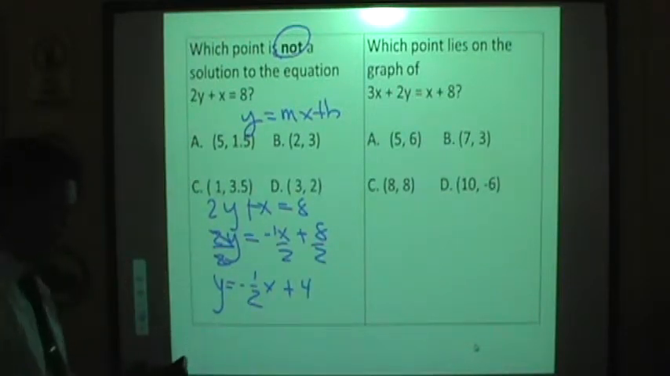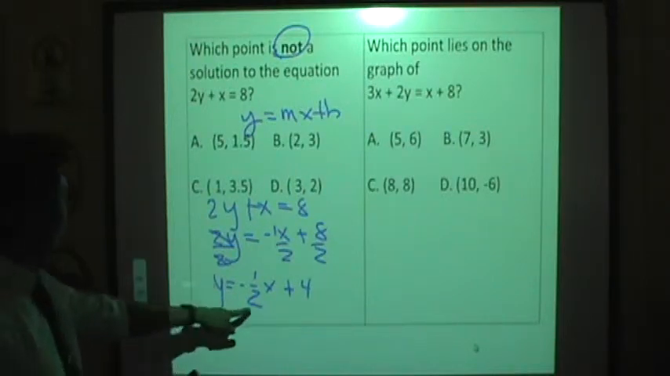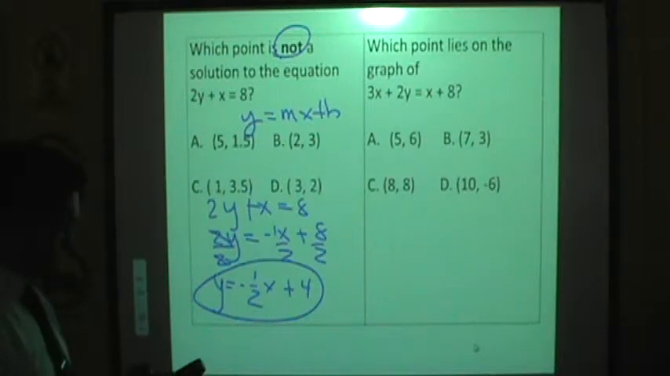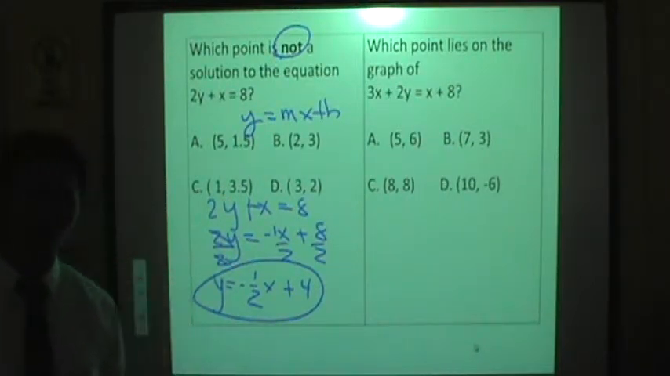Now, using your calculator, you're going to press y equals and type in whatever you got here, which is negative 1/2 x plus 4. Press second and graph. You might want to try using your calculator in the computer, pressing in y equals and then negative 1 over 2x plus 4. Okay. Now by doing that, we can go ahead and identify the points.